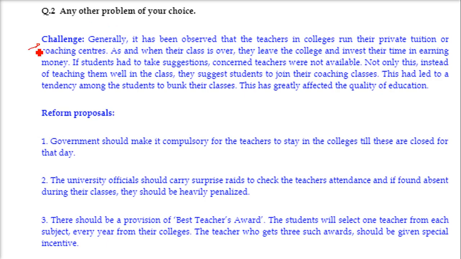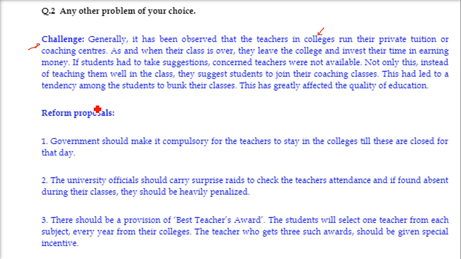Any other problem of your choice? So the challenge which we can discuss here is, it has been observed that teachers in colleges run their private tuitions or coaching centers. As and when their class is over, they leave the college and invest their time in earning money. So if students had to take suggestions from concerned teachers, they are not available. Not only this, instead of teaching them well in the class, they suggest students to join their coaching classes to make more money. So this has led to a tendency among the students to bunk their classes. So this has greatly affected the quality of education in our country.